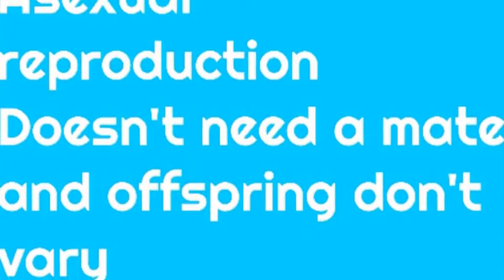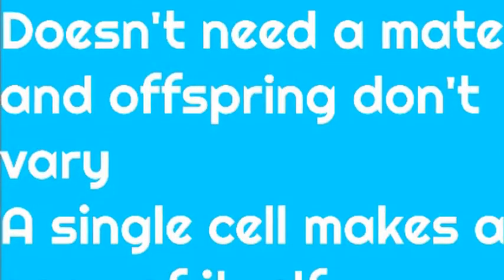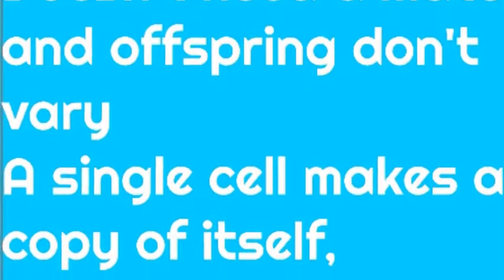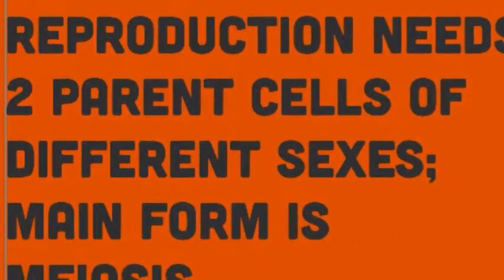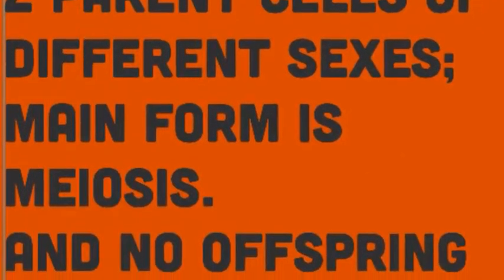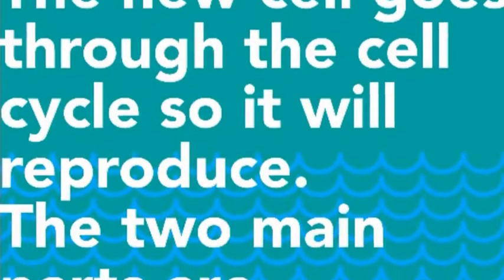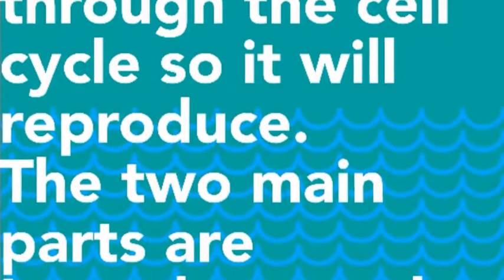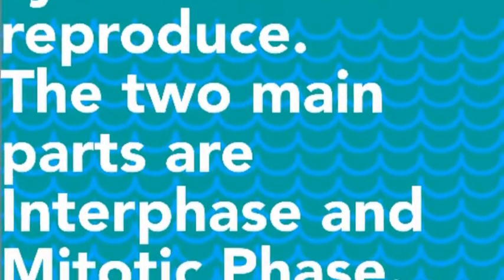Asexual reproduction doesn't need a mate, and offspring don't vary. It's when a single cell makes a copy of itself through mitosis. Sexual reproduction needs parent cells of different sexes and is made through meiosis. No offspring will be exactly the same. The new cell goes through the cell cycle, so it will reproduce. Two main parts are interphase and the mitotic phase.